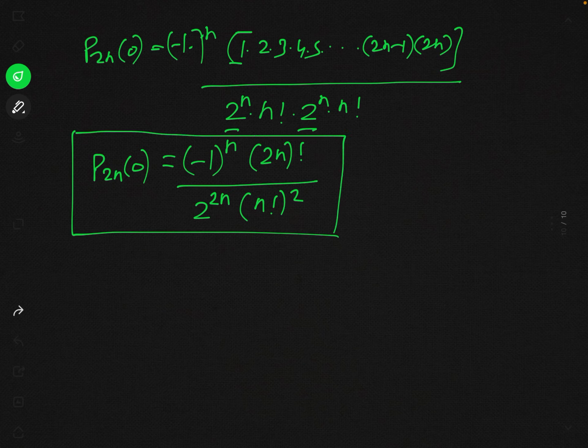So you can see we have obtained the result that P2n of 0 is equal to minus 1 to the power n into 2n factorial divided by 2 to the power 2n into factorial n square, and you can see this is the result which was to be proved.